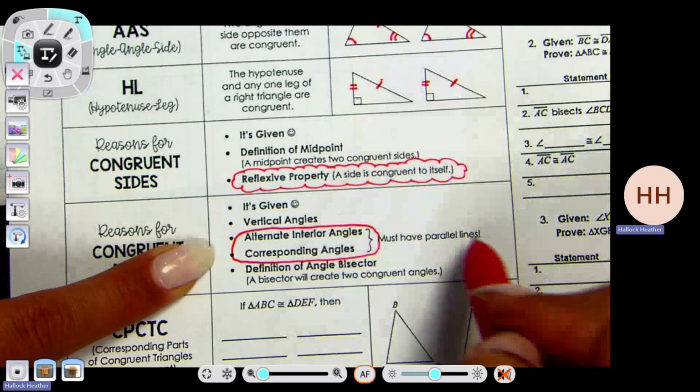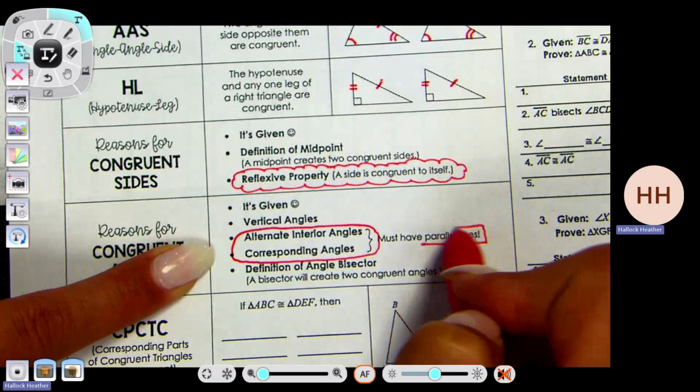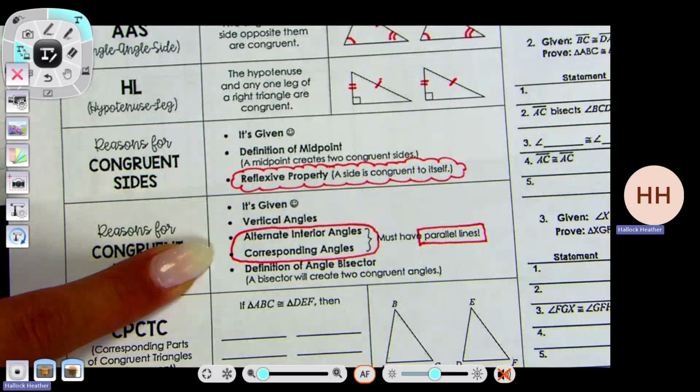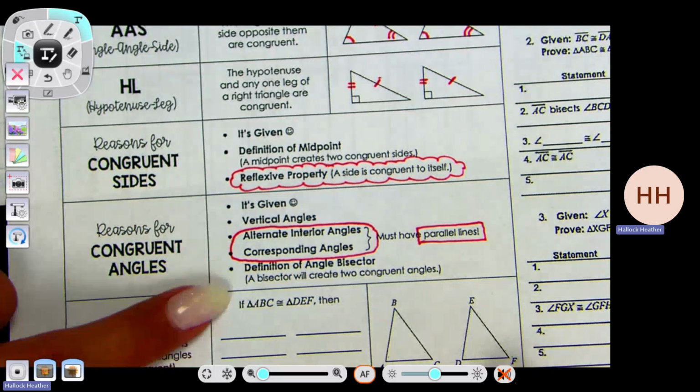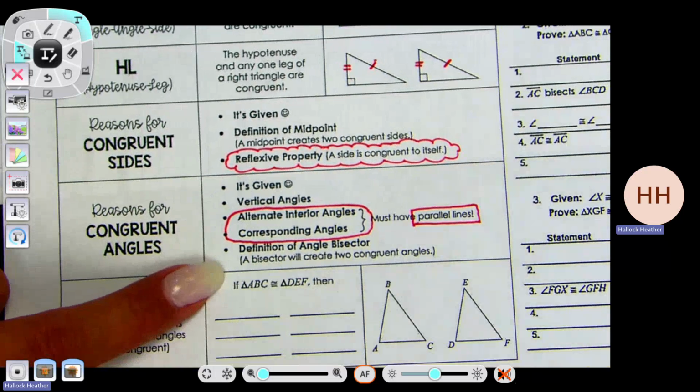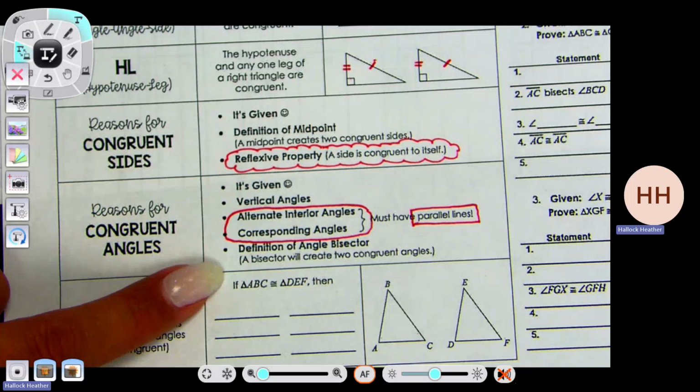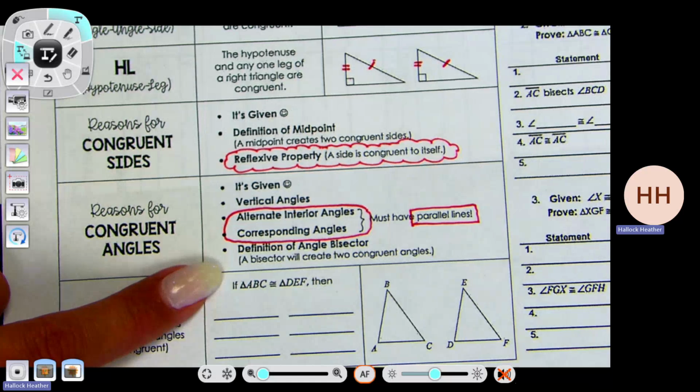If it talks about parallel lines, those involve corresponding angles, alternate interior angles, alternate exterior angles, all these weird oddball things that we're going to start reviewing for next week for your midterm. And then definition of an angle bisector, that's from chapter 2. If you cut something in half, then they're congruent because it's bisecting it. So if you know the vocabulary, it shouldn't be too bad.